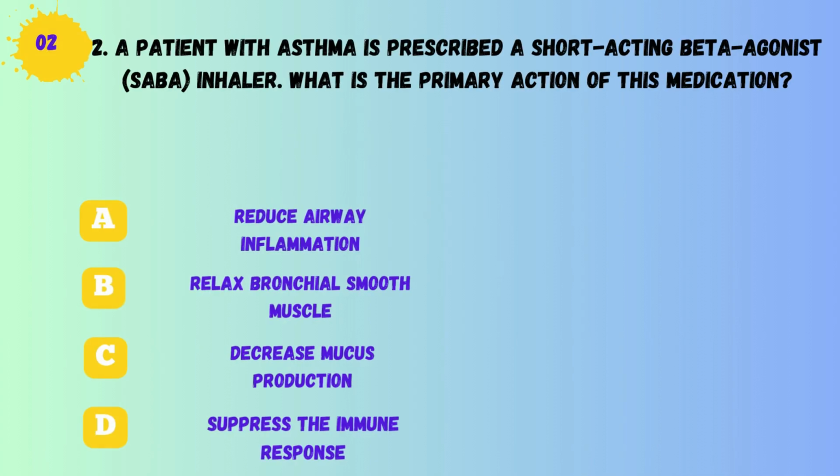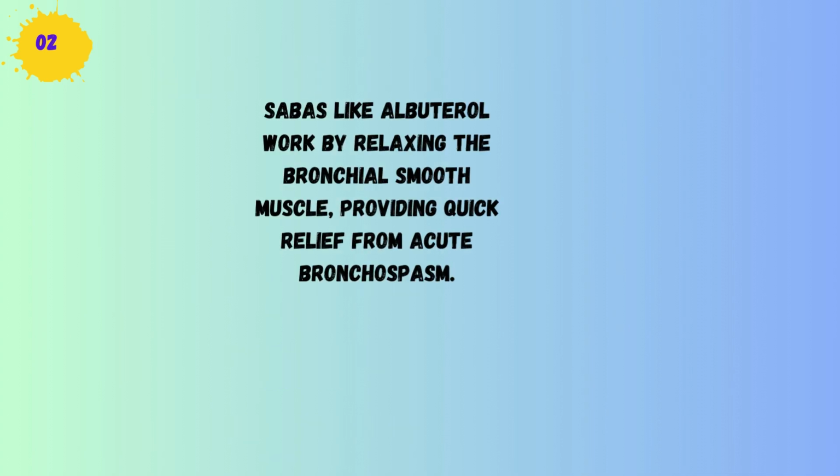2. A patient with asthma is prescribed a short-acting beta agonist, SABA, inhaler. What is the primary action of this medication? A. Reduce airway inflammation. B. Relax bronchial smooth muscle. C. Decrease mucus production. D. Suppress the immune response. Answer: SABAs like albuterol work by relaxing the bronchial smooth muscle, providing quick relief from acute bronchospasm.